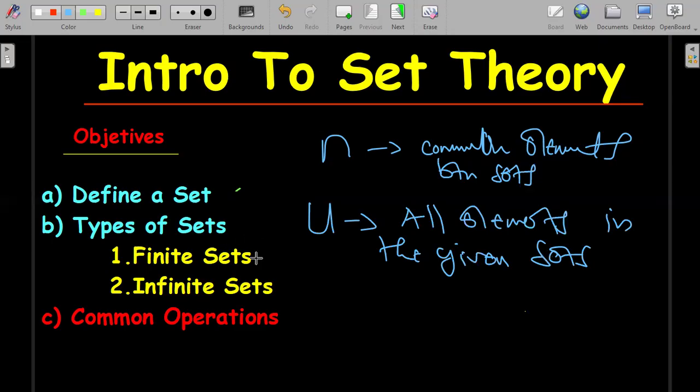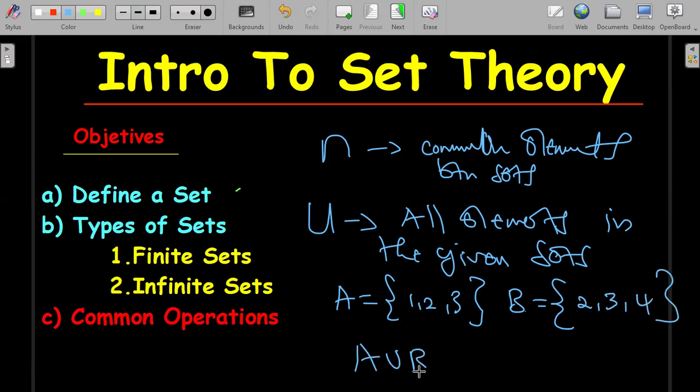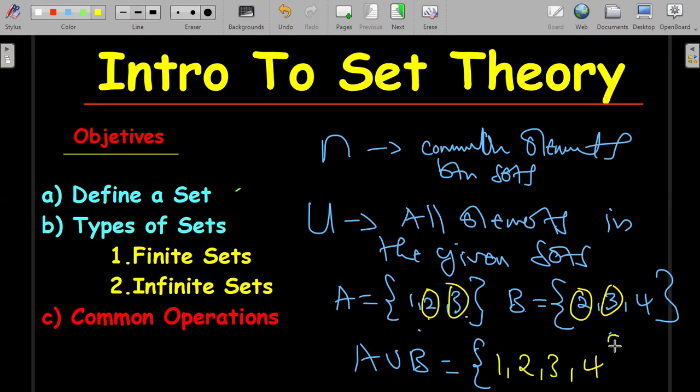For example, if my set A is 1, 2, 3, and my set B is equal to maybe 2, 3, 4, and I'm finding A union B, I write all the elements that are here and there. But if any element is repeating, I'm only going to write it once. We have a 2 here and a 2 there, a 3 here and a 3 there. So the 2 and the 3 are repeating, and I'm only going to write them once in this union. So I'm going to say 1, 2, 3, and then 4. This will be the union of these two sets.